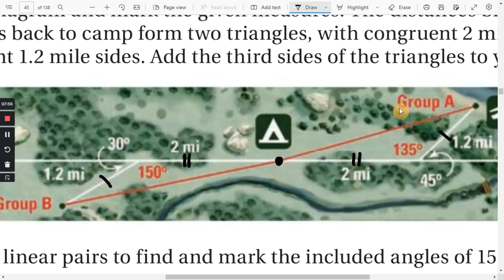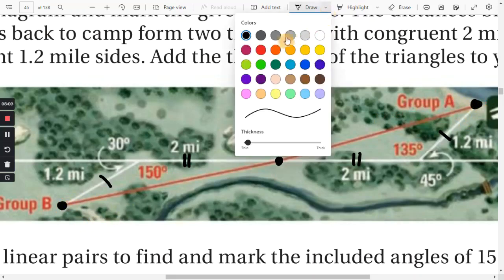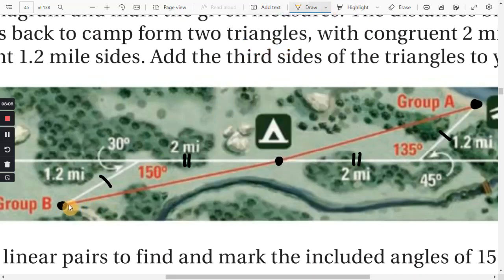Group A is all the way out here, and Group B is all the way out here. And the distance to the original campsite, I'll highlight it in yellow. This right here is the distance to the campsite, and this right here is the distance for Group A to the campsite. So please tell me which one is farther away, Group B or Group A.